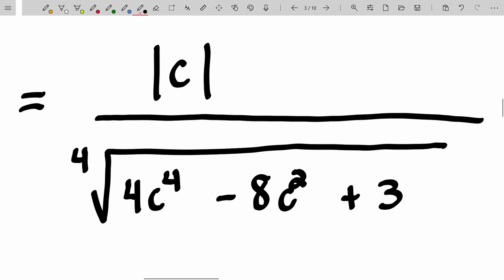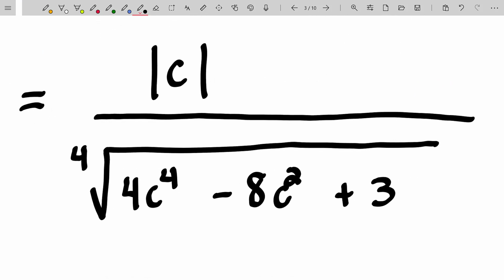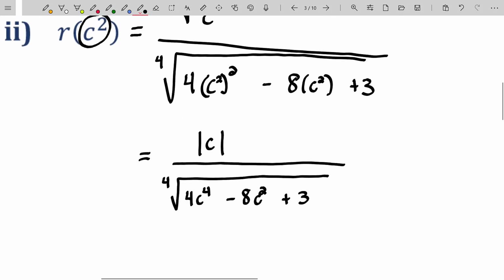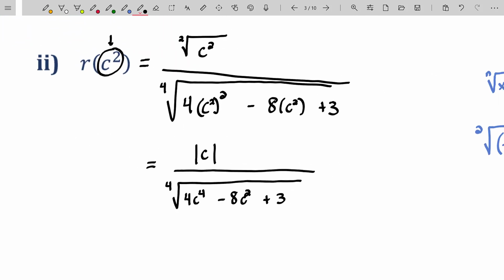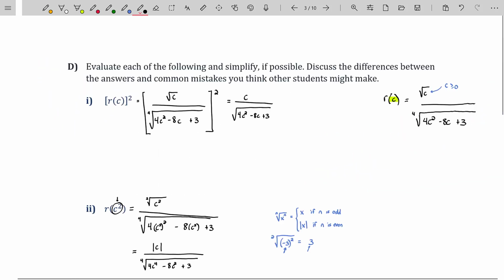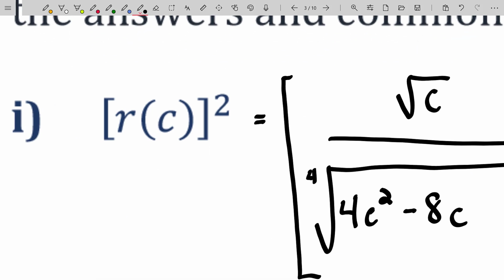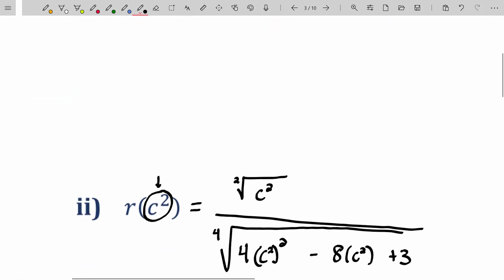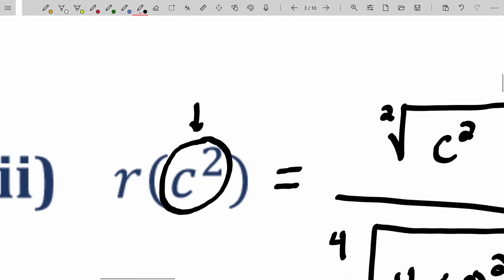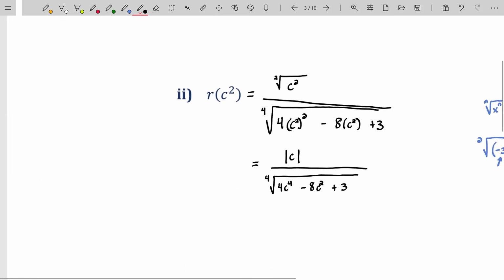This is a significant struggle for students to kind of comprehend, but the reality is when you're taking the even root of a variable to that same even power, it's going to return the absolute value. So let's see. We looked at r of c squared. Then we looked at r of c squared. Notice how I said that differently.